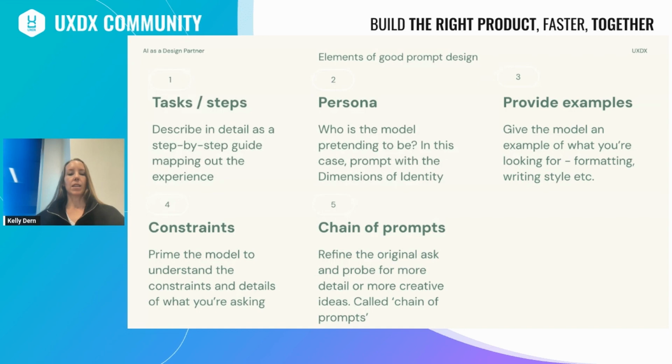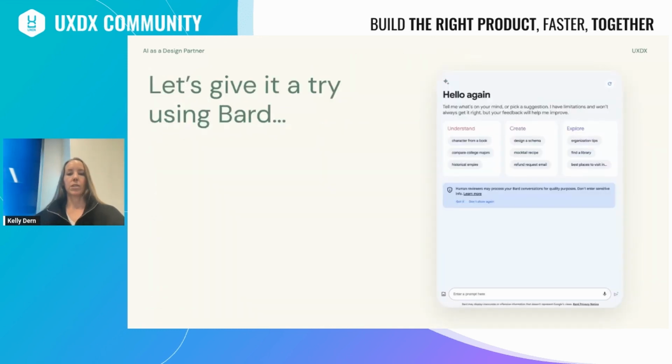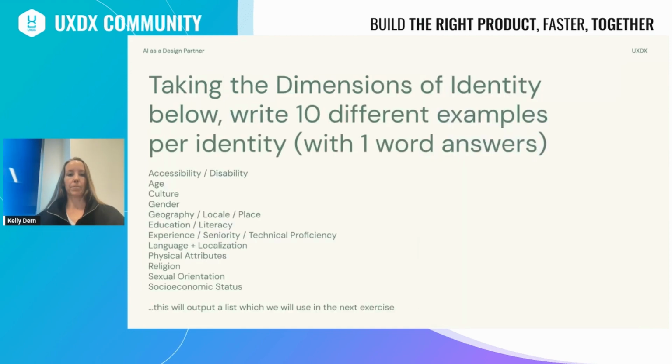And then next, provide the chain of prompts. So you might have to go back and refine the original ask and probe for more detail. So if originally you prompt asking for a CUJ and it doesn't work for you, you need to go back and refine it rather than assume that it's just not working. So if we're going to open Bard or ChatGPT, let's give this a try.